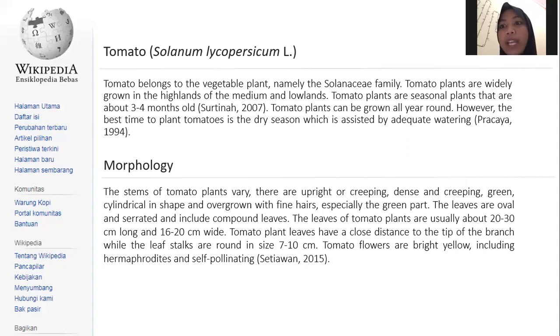The leaves of tomato plants are usually about 12 until 30 cm long and 6 until 12 cm wide. Tomato plant leaves are close to the tip of the branch, while the leaf stalk is round, 7 until 10 cm in size. Tomato flowers are bright yellow, including hermaphrodites and self-pollinating.